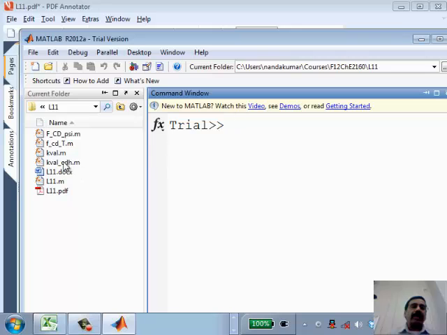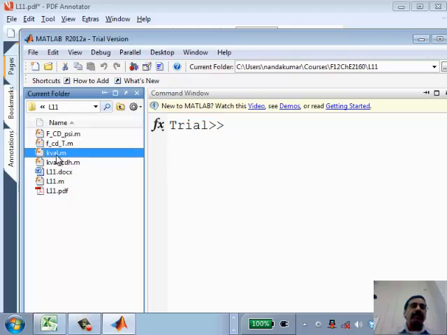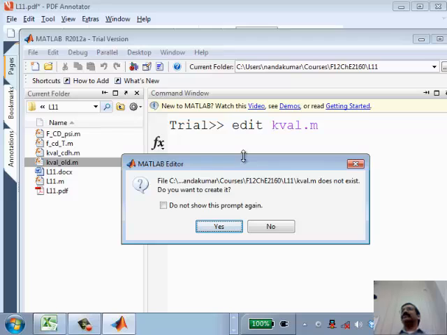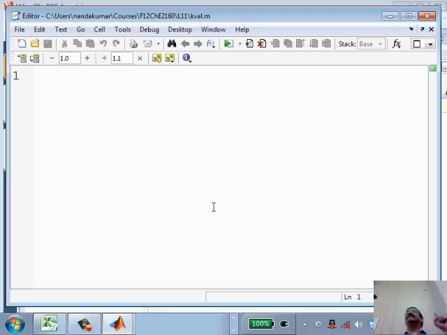I have a function called k value, but let me just make it old so that I don't reuse it. So my first task is to write a function that will calculate the k values given the coefficients a and the temperature. Okay? So I say k val.m. I'm going to write a function which will accept as input a and t and return k as the output.